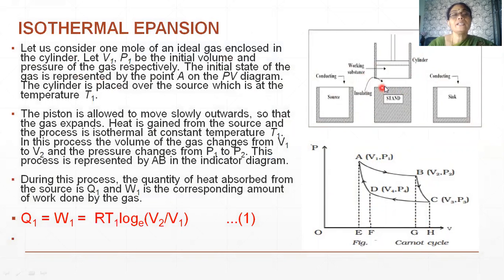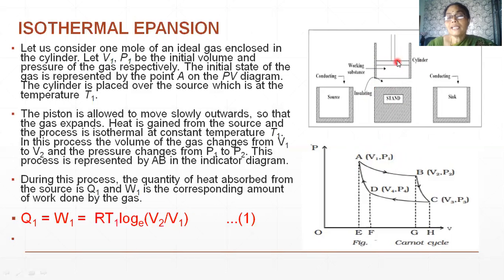Now let's consider 1 mole of ideal gas which is taken in the cylindrical vessel which is fitted with a frictionless piston. Let the initial state of the gas be represented by the point A, whose pressure is P1, volume is V1 and temperature is T1. That is, P1, V1 and T1 represent the initial state of the gas. V1 represents its volume, P1 represents its pressure. This is the initial state of the gas.